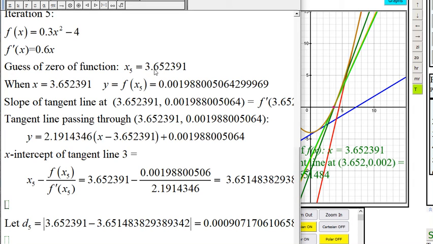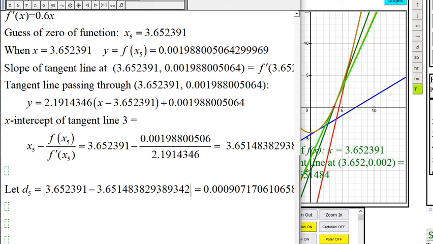And now compare the initial guess with the new x-intercept of the fifth tangent line. And then that difference is 0.0009. And then what's going to happen is, if we go to the sixth iteration, then we'll get more zeros right here. And then if we go to the seventh iteration, we'll get more zeros. And let's say that we're happy with this difference.